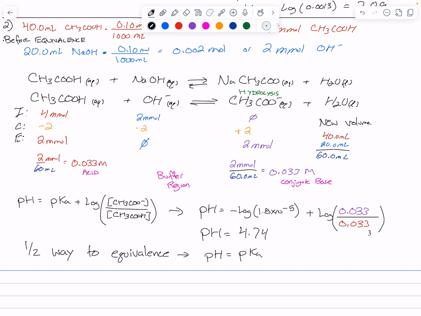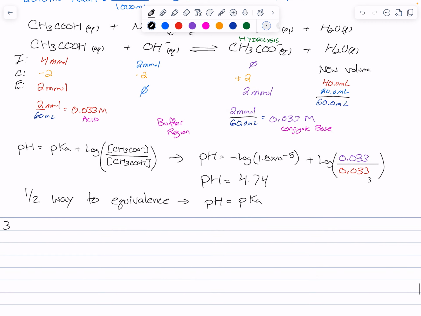Now, the worst part about this, part 3 here, is equivalence. For equivalence, we're going to have 40 milliliters of sodium hydroxide. And we know every 1,000 milliliters has 0.10 moles. So it's 0.004 moles or 4 millimoles of hydroxide.